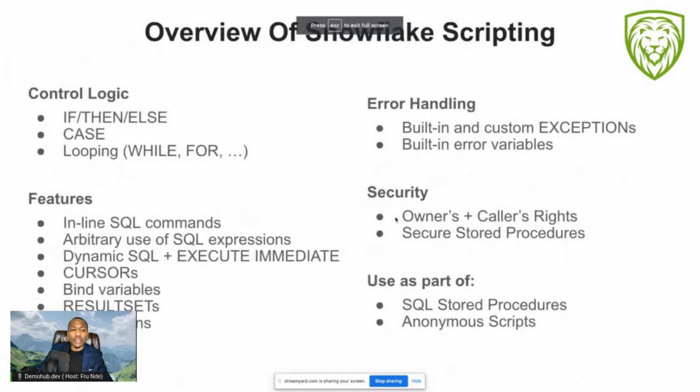Let's take a look at a recap of what we've seen. We've seen a lot of stuff: control logic, if-else statements, case statements, looping statements, and how to go through while loops, for loops, loop, and you name it. We've seen features like inline SQL, binding variables, result sets, cursors, transactions, logging. We've also seen error handling, raising exceptions, catching those exceptions. There are more concepts like owner rights, especially when you're creating stored procedures, owner rights versus caller rights, and then anonymous scripts too, which we also saw. This has been jam-packed.